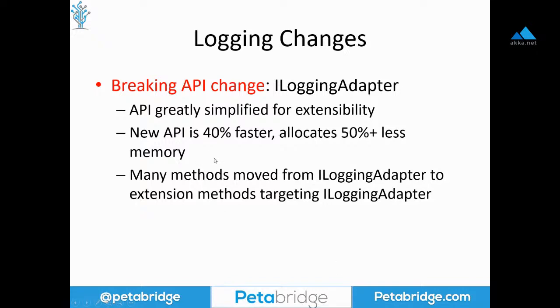If you do that, you'll notice that the new logging API is at least 40% faster and allocates 50% less memory in most cases. This is because we use some read-only generic structs now to capture all the arguments that need to be formatted into a string. That will not show up as a source of allocations inside your actors when they're processing messages anymore. It's all zero allocation now. There are still, of course, allocations on the back end when we finally have to format the logging string.